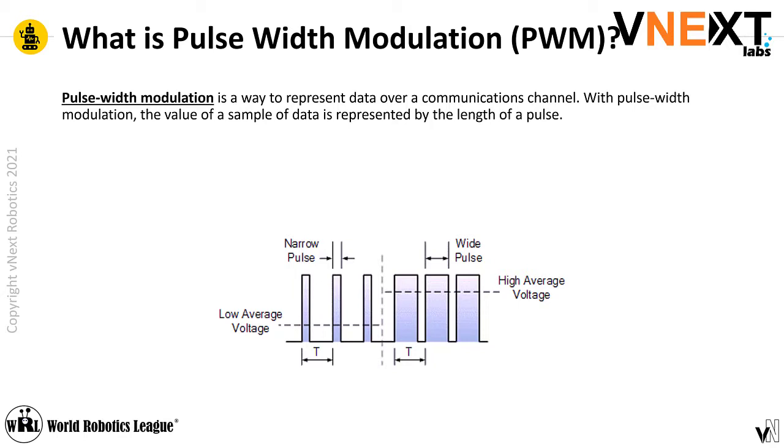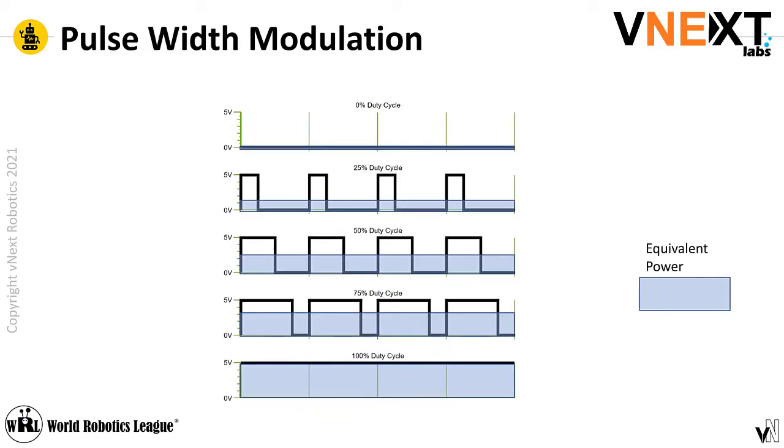Pulse width modulation is a way to represent data over a communications channel. With pulse width modulation, the value of a sample of data is represented by the length of a pulse. Let's understand the idea of the duty cycle relative to the period of the signal. It's usually given as a percentage.